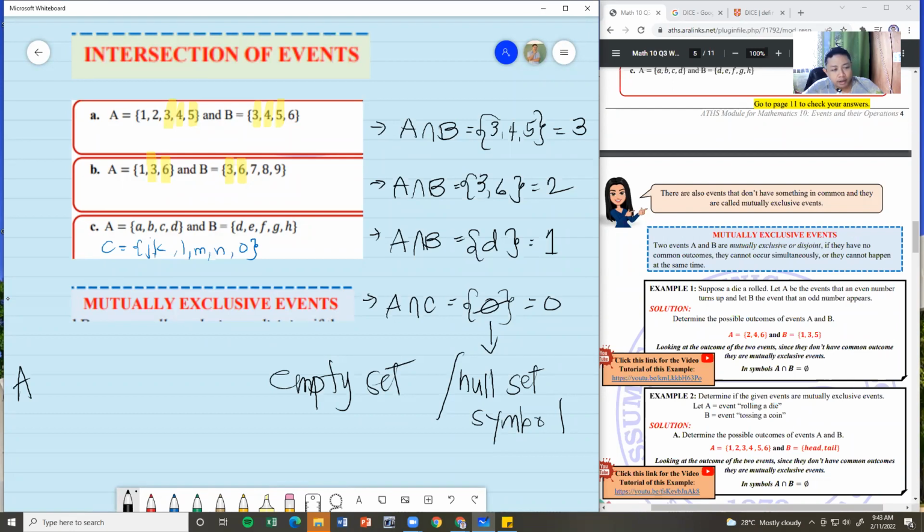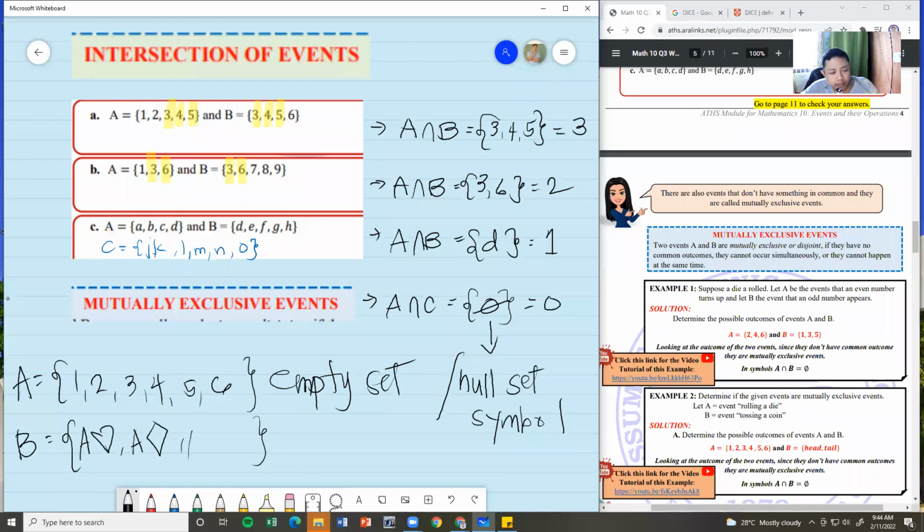Another. Let's have this. For example, when you roll a die, what's the sample space of rolling a die? That's 1, 2, 3, 4, 5, and 6. Tama? And for the second event, what is the sample space of, for example, aces in a deck of cards? Are you familiar with the deck of cards? We'll get to know them as we learn them. 4. They are the aces. That is ace of heart, ace of diamond, ace of spade, and ace of club.